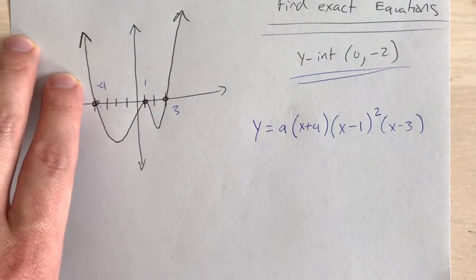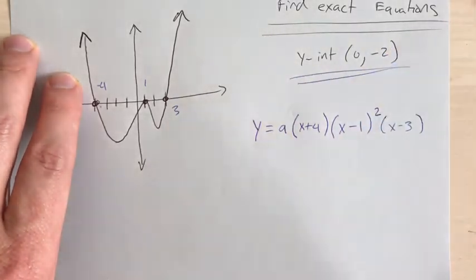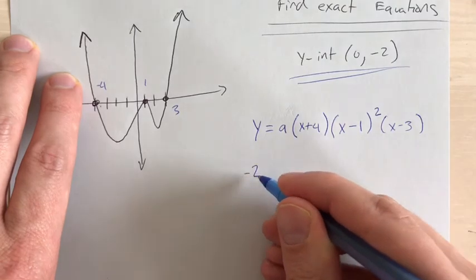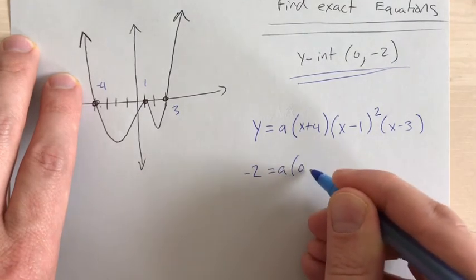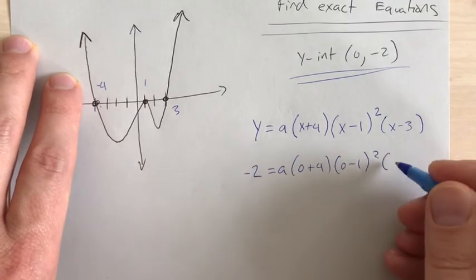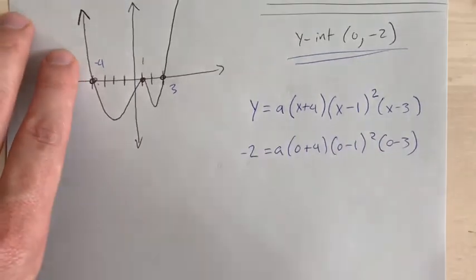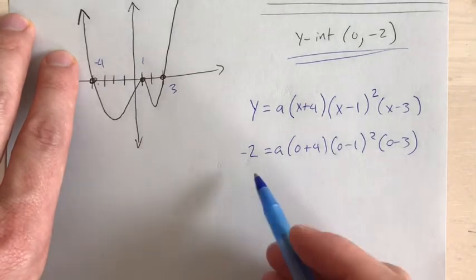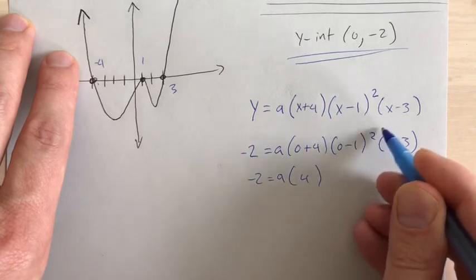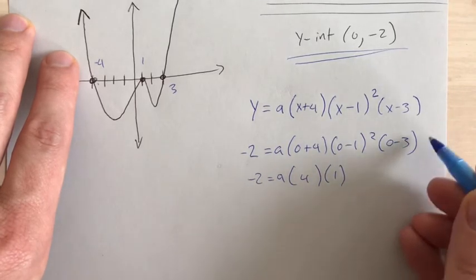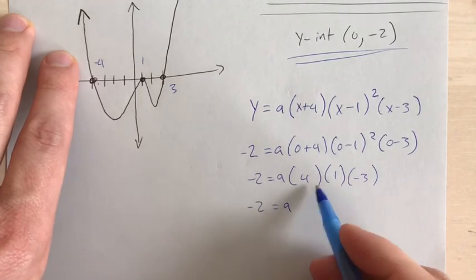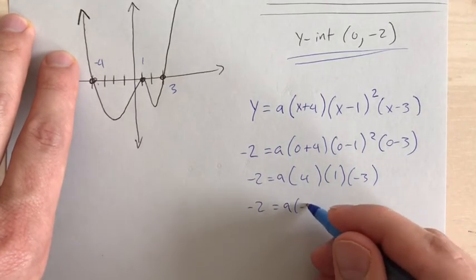And to get that value, you're going to have to plug the point they give you in for x and y. So in this case, I'm going to plug in negative 2 for y, and then 0 for all my x's, and then solve for a. So I'm going to do that real quick, and that would be how I could get an exact equation for these problems. So negative 2 equals a times, in this case, 4, negative 1 squared, which would be 1, and then times negative 3. So negative 2 equals a, 4 times 1 times negative 3 would be negative 12.